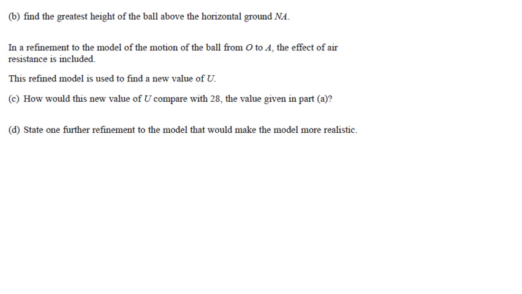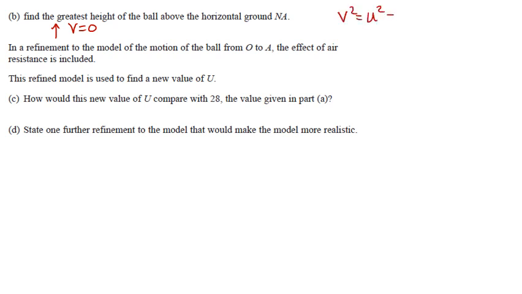Okay, part B, find the greatest height. Well, we know at the greatest height, v equals 0. The vertical component of v is 0, because if it reaches its greatest height, then it's not going to get any higher. It's going to stop and start coming back down.